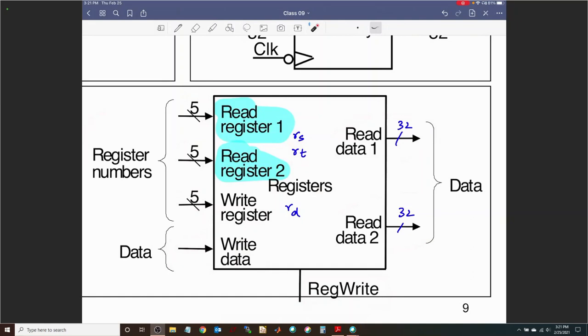Right. Why do you need to read 2 registers? Well, if you want to add, what do you do? You bring in 2 registers, read the data here, let them go to the ALU, add them, and then put that result back into the register file. So you would need to do reading on 2 registers.